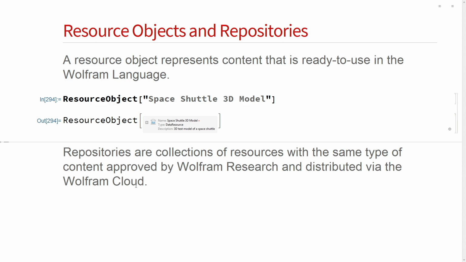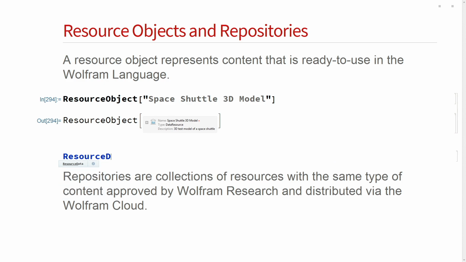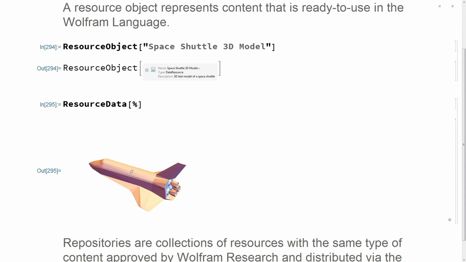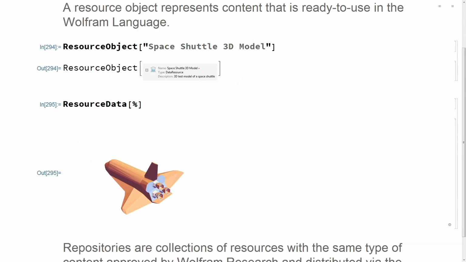And in all cases, the content in these resource objects is something that's immediately designed to be used in the Wolfram Language. So for the Data Repository, the content is data. We can look at the content of this one real quick if we want. It's a 3D model. We consider data to be basically any static expression in the Wolfram Language. For the Neural Net Repository, it's neural networks. For the Function Repository, the content is functions. But they're all things that you can access via a resource object and use immediately.